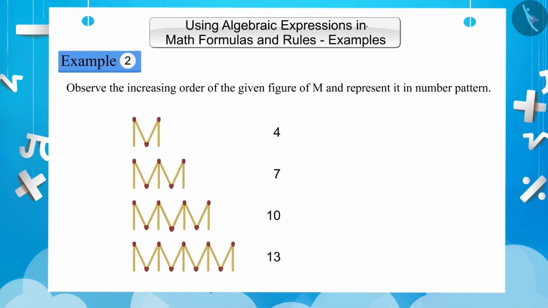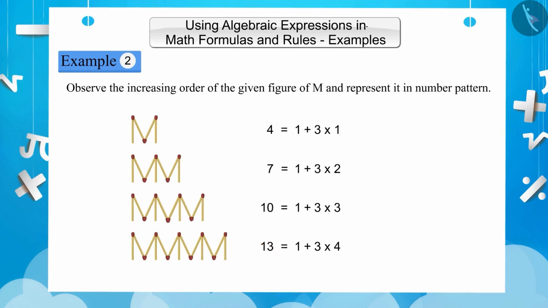We can also show them as follows. 4 is equal to 1 plus 3 multiplied by 1. 7 is equal to 1 plus 3 multiplied by 2. 10 is equal to 1 plus 3 multiplied by 3. 13 is equal to 1 plus 3 multiplied by 4.